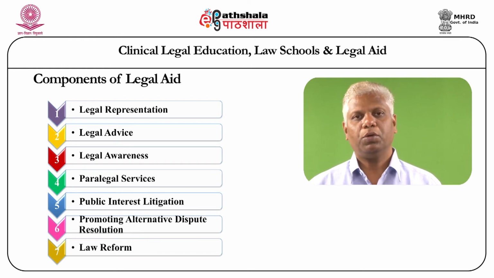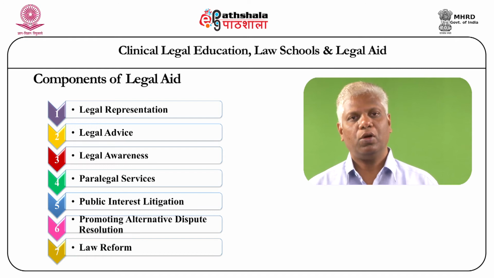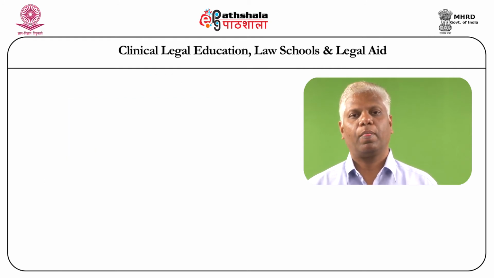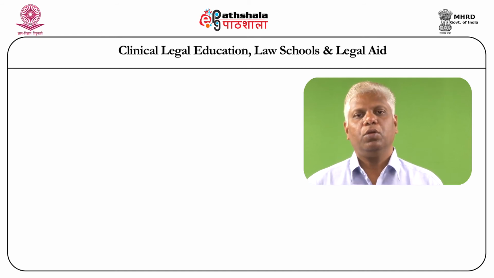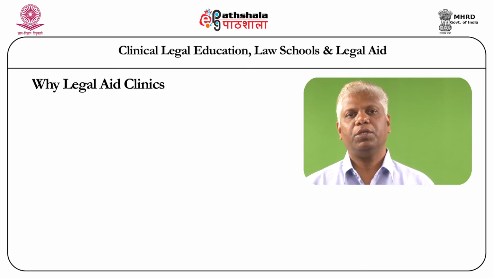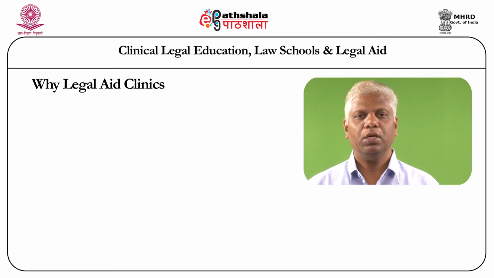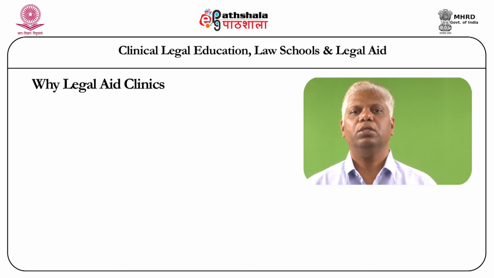And now the question is whether the law schools or the law colleges would be able to provide all these 7 components of legal aid. To answer that, of course, they can do that through legal aid cells or legal aid clinics, what we call. So, why are legal aid clinics required to be established in the law colleges? We have already seen that the legal aid components are 7, but mostly the statutes talk about only 1 component, and the remaining 6 components were largely neglected. Hence, there needs to be a legal aid clinic in the law college to address these areas.